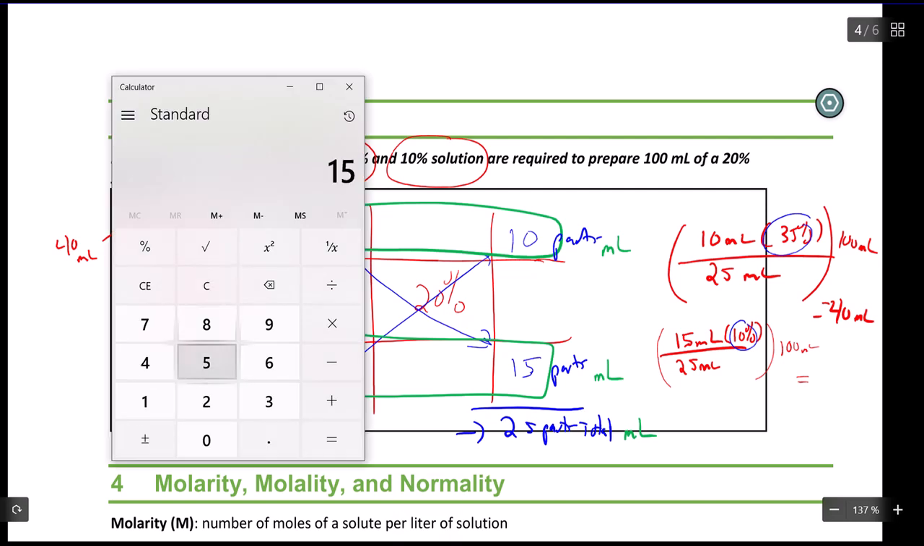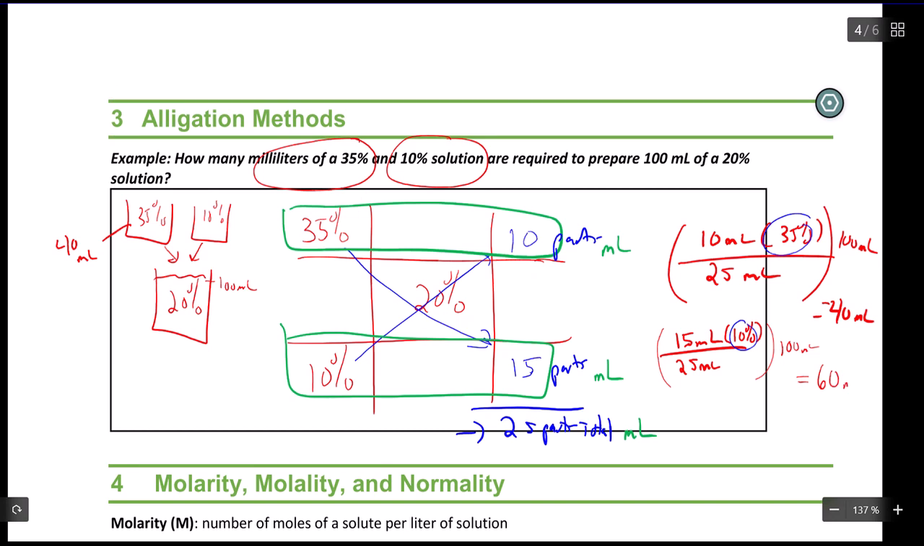It's 15 mLs of the liquid every time I want to make 25 total. I want to make 100 total. What do I need? 60. And notice that 40 plus 60 will give me my 100, right? Total mLs, right? So I'm going to mix 60 mLs of the 10%, 40 mLs of the 35%, I get 100 mLs, 20%.